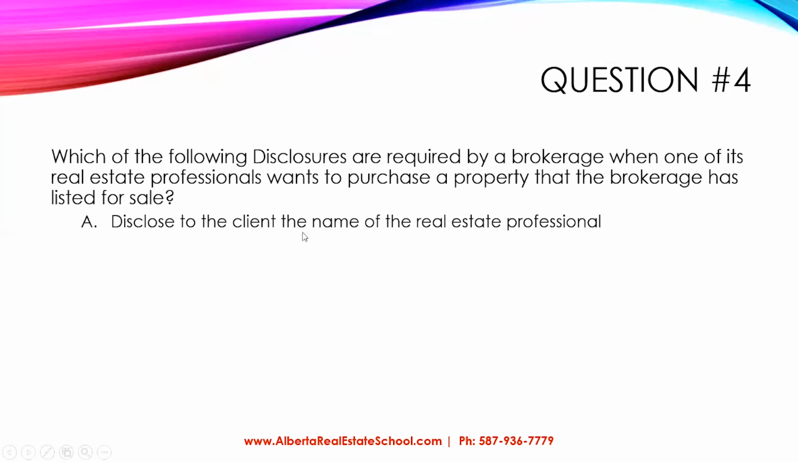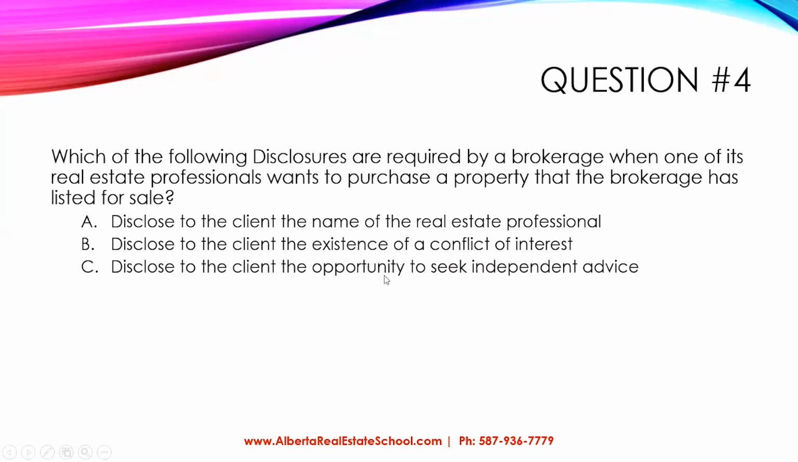Option A is disclose to the client the name of the real estate professional. Option B, disclose to the client the existence of a conflict of interest. Option C, disclose to the client the opportunity to seek independent advice, or D, all of the above. In this case, the correct answer is D. If a real estate professional wanted to buy a property that is listed by another agent in the same brokerage, that means the brokerage is representing the seller. So we would have to do some disclosures, and we would have to disclose the name of the real estate professional who is involved. We would have to say there is a conflict of interest, and we have to provide the client the opportunity to seek independent advice on how to proceed. And that's why our correct answer here is D, all of the above.